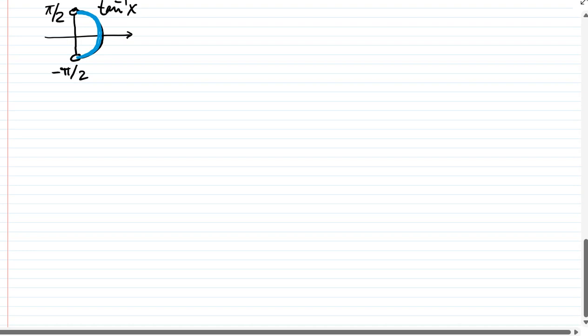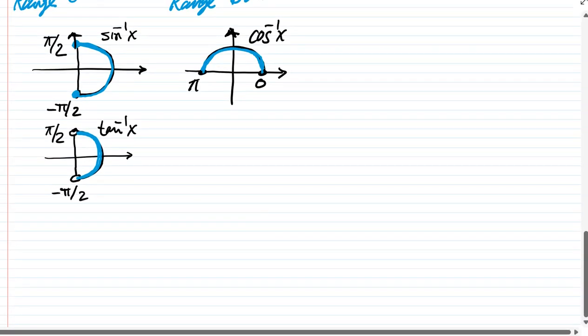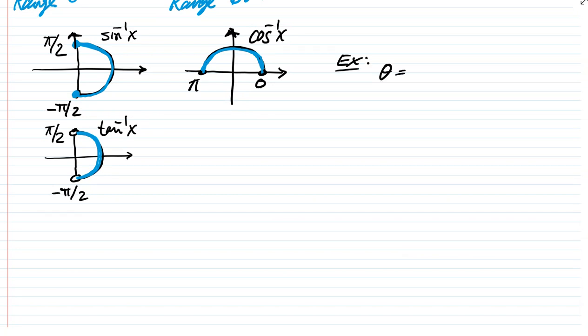All right, in our examples, let's suppose we want to find the exact values. Okay, so in my first example, let's say I want to find the exact value of the angle theta, which is the arcsine of root 2 over 2. Okay, so by definition of the inverse, that means sine theta is equal to root 2 over 2.